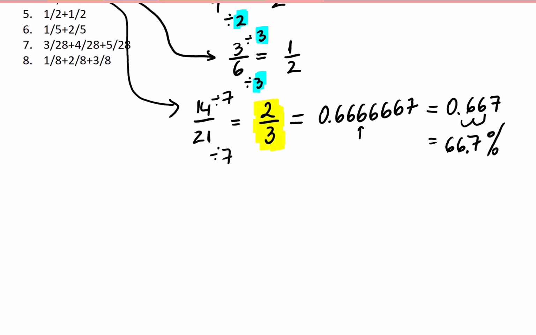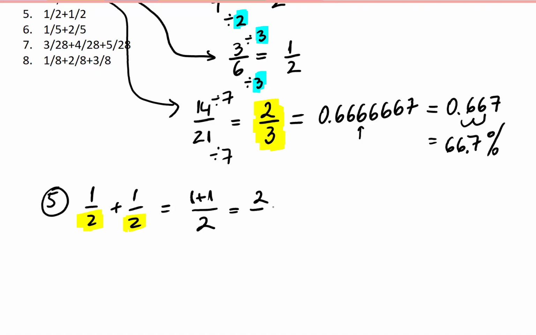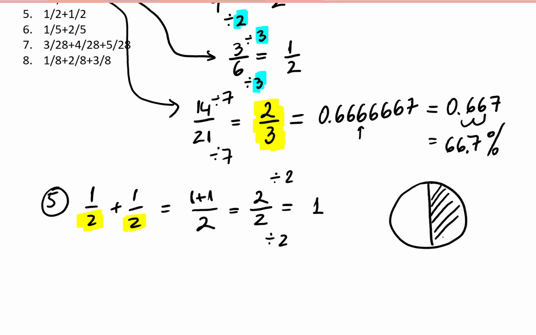Now, if we look at problem 5, we have 1 over 2 plus 1 over 2. So these two fractions have the same denominator. So what do we do? We copy the denominator and we add the numerators. So we have 2 over 2, and if we simplify it by dividing both by 2, we get 1 over 1, or 1. And yes, if we have a whole and we add half of this whole plus another half, we would get the whole part.